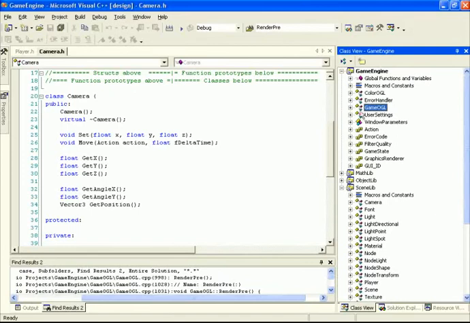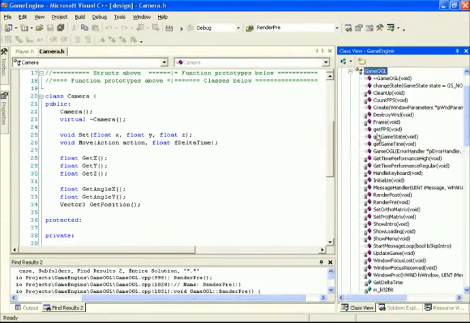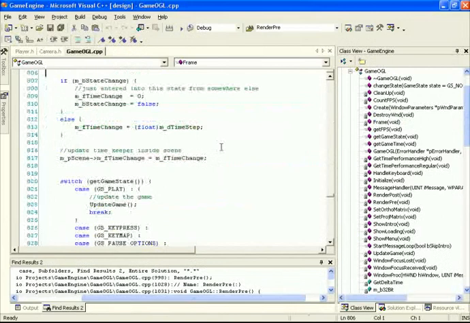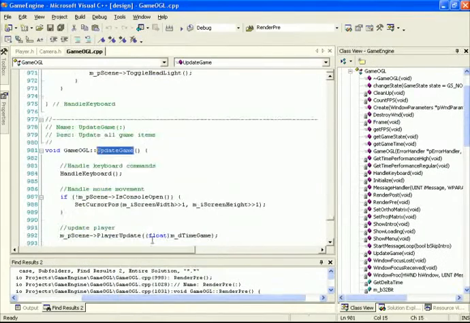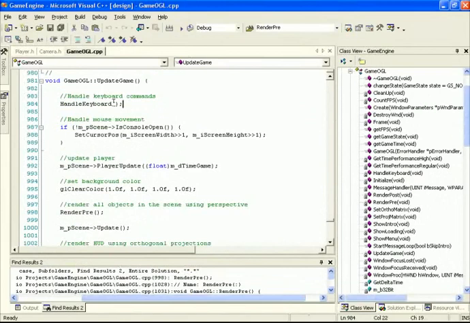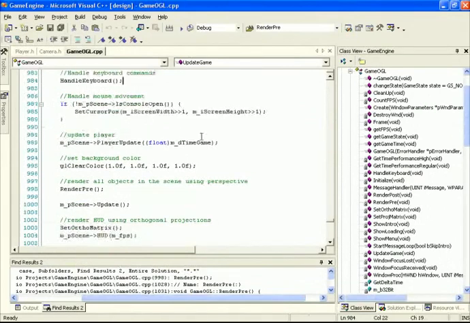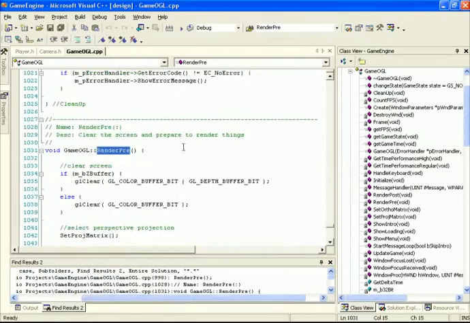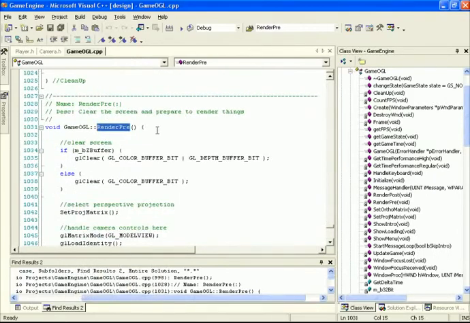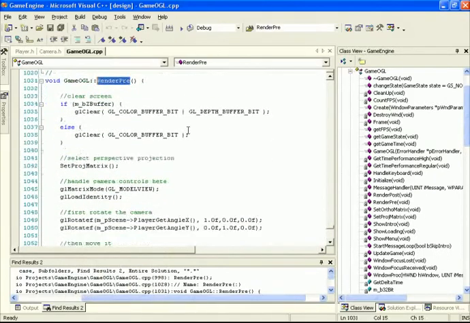If we take a look inside of game OpenGL, inside a frame, anytime we're playing the game, we go and call update game. And inside here, you'll see we handle the keyboard, there's some console stuff here, we update the player's position, and then we call this function called render pre. In this VMK, we're actually going to be removing this render pre function call because we won't need it. Instead, we're going to copy a lot of this code here and implement it back in the update game function.